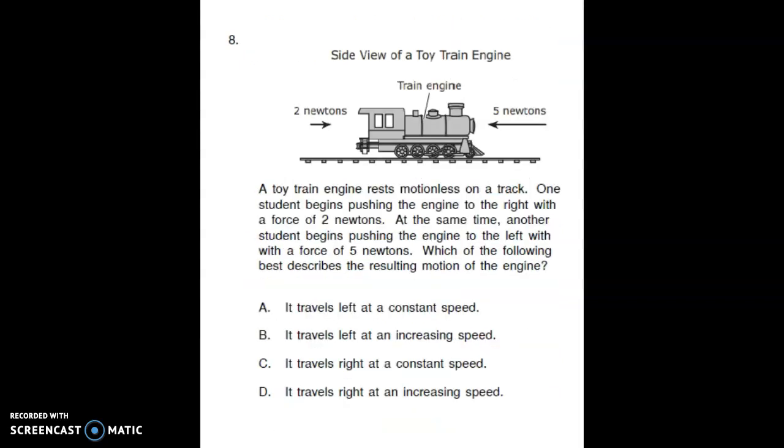Question 8. A toy train engine rests motionless on a track. One student begins pushing the engine to the right with a force of 2 newtons. At the same time, another student begins pushing the engine to the left with a force of 5 newtons. Which of the following best describes the resulting motion of the engine? A. It travels left at a constant speed. B. It travels left at an increasing speed. C. It travels right at a constant speed. Or D. It travels right at an increasing speed.